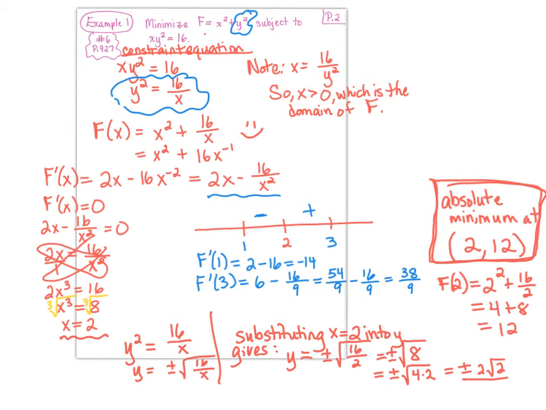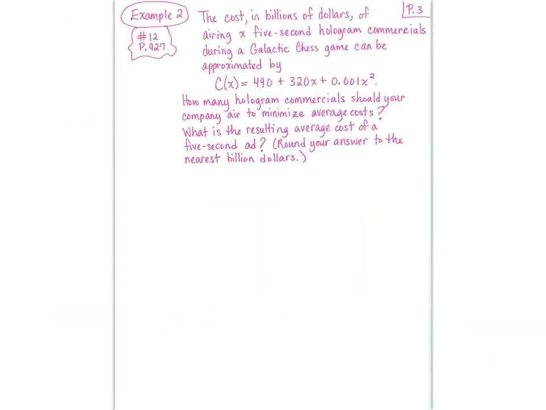All right, let's try 2 more examples to make sure we are confident with this new information of optimization. Okay, so the cost in billions of dollars of airing x 5-second hologram commercials during a galactic chess game can be approximated by C of x equals 490 plus 320x plus 0.001x squared. How many hologram commercials should your company air to minimize the average cost? After we answer that, what is the resulting average cost of a 5-second ad? Round your answer to the nearest $1 billion.